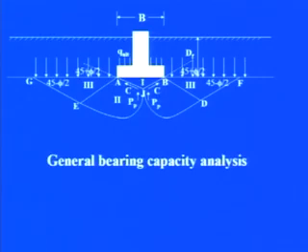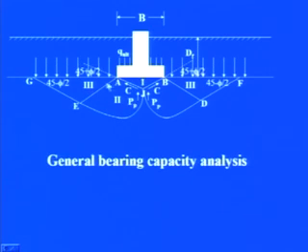Now, model tests have shown that the sides of the wedge ABJ make an angle of 45 plus phi by 2 instead of phi as suggested by Terzaghi. This type of failure mechanism is shown in the next figure. Here you can see, as far as the failure zones or the wedges are concerned, they are similar to what we have seen in the case of Terzaghi: 1, 2, 3.